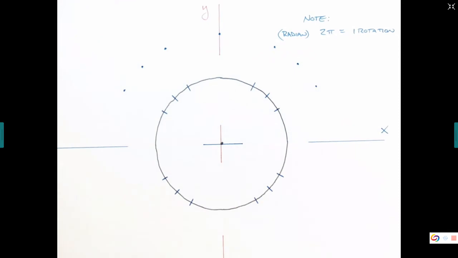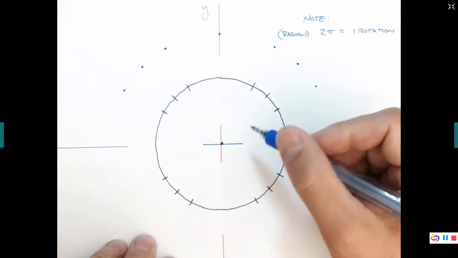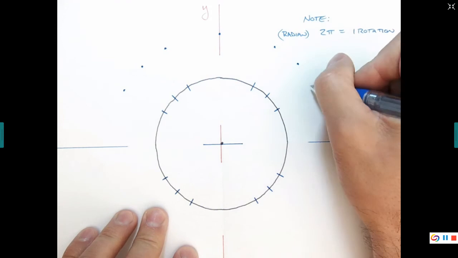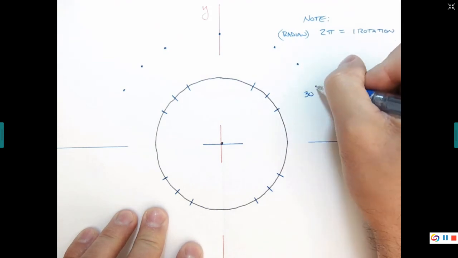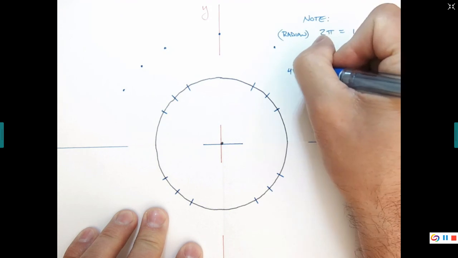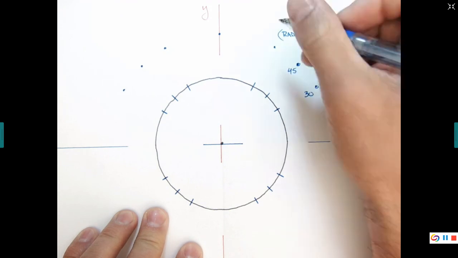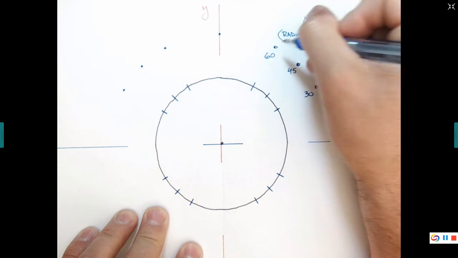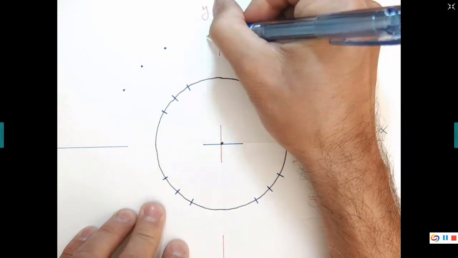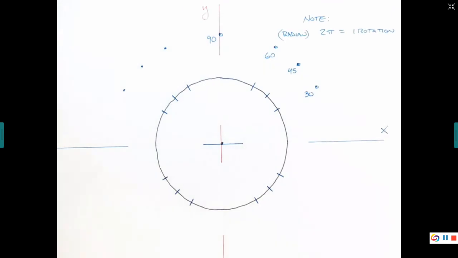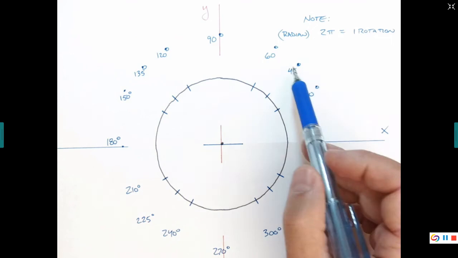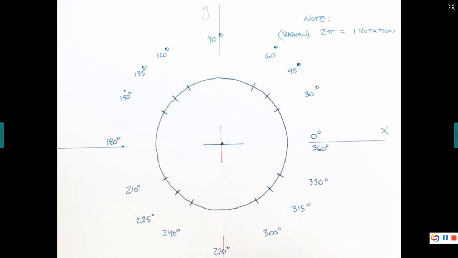Alright, I've mapped those out. Let's use that little marking dot. We'll recycle it a little bit. 30 degrees, 45 degrees, 60 degrees, 90 degrees, and then I'll go all the way around. There we go. So we've divided it into 360 parts.